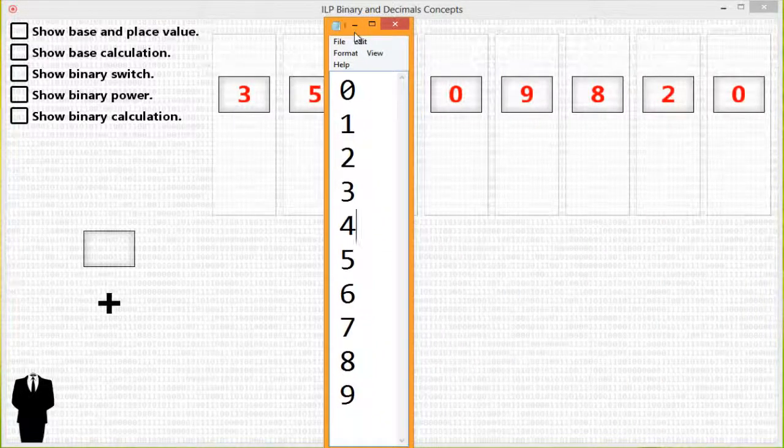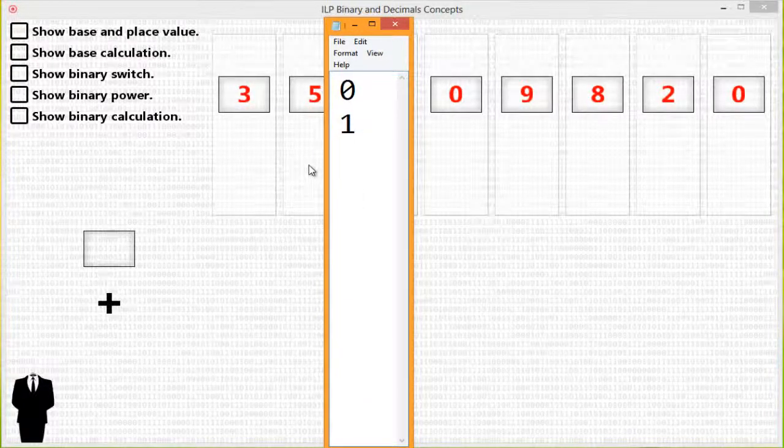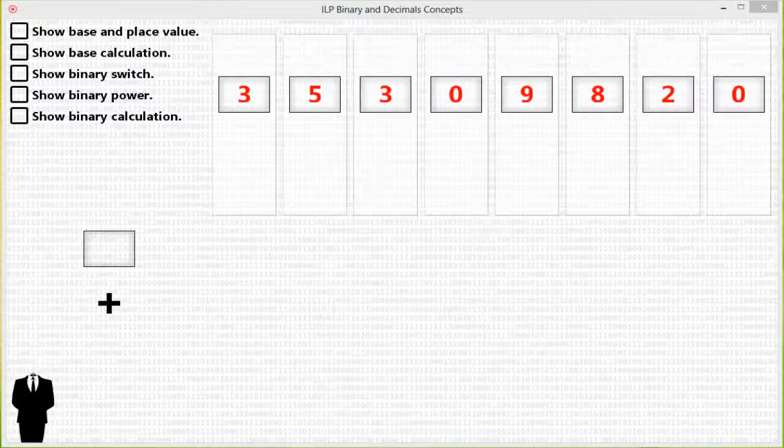Recap. In the decimal system, there are 10 symbols, 0 to 9, to represent quantity. Binary means 2. So in such a system, there are only 2 symbols. So you have 0 and 1 to represent something. And because there's only 2 symbols, the base of a binary system is 2.